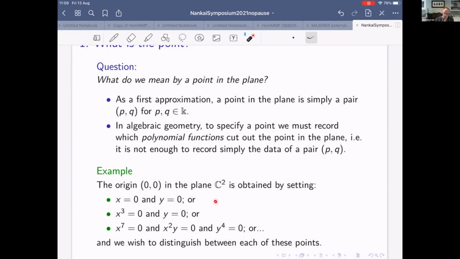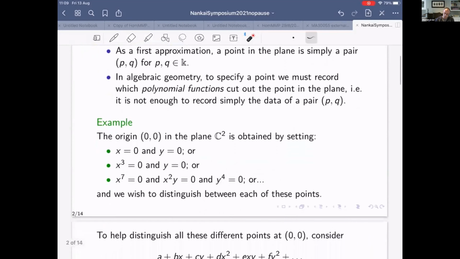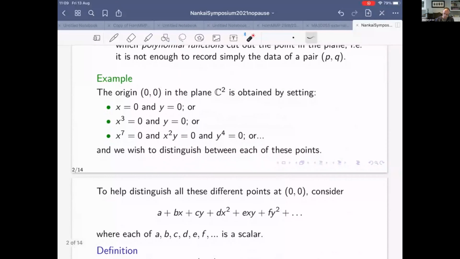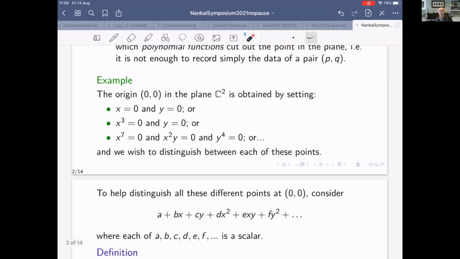And the point is, these three, or indeed the infinitely many variants of this that you can set up even for the origin, we want to distinguish between all of these different versions of the origin. So how do we do this? And let's also stay down to earth for a moment. So let's look at a formal power series in two variables, X and Y. And so let's expand such a thing.